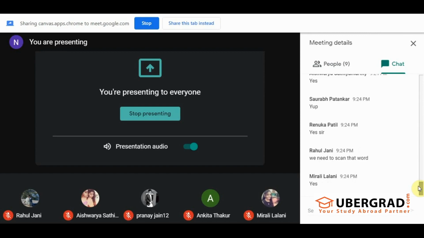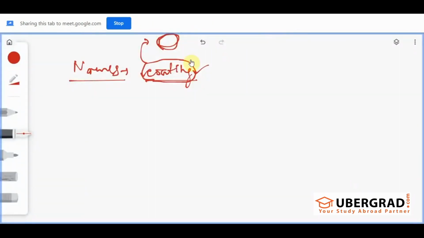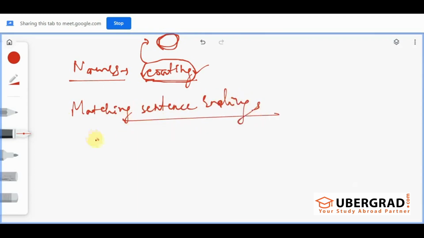That's how we'll go about it. Okay, the next question type is matching sentence endings. As the name itself suggests, we have to match them with the endings, right? So let's say the first half of the statement is given over here. A, B, C are the first halves of the statement.